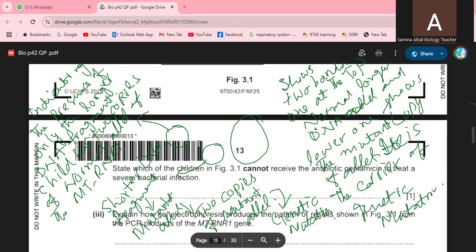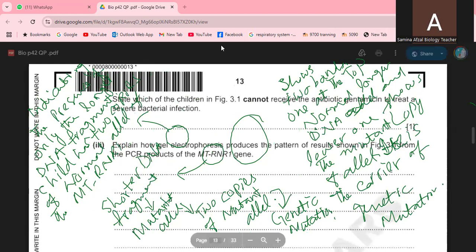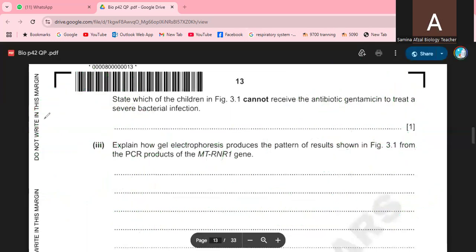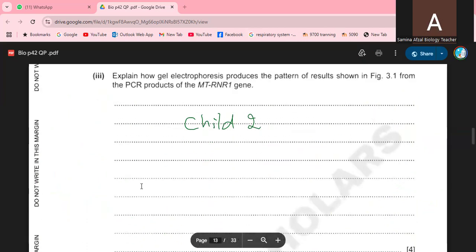Now we are moving to the answer of the question in the light of these descriptions which I have given to you. That is, the state which cannot receive the antibiotic to treat a severe bacterial infection. So you can see it will be the child 2 because it has the mutant alleles. Next question.